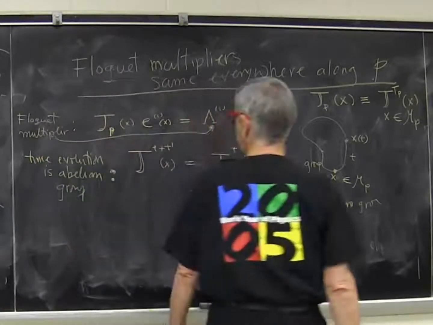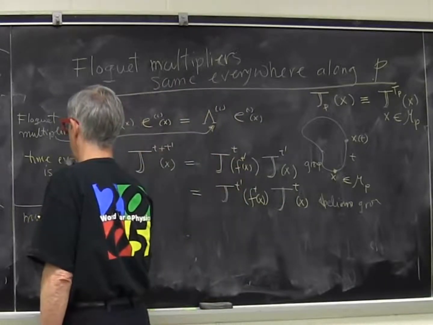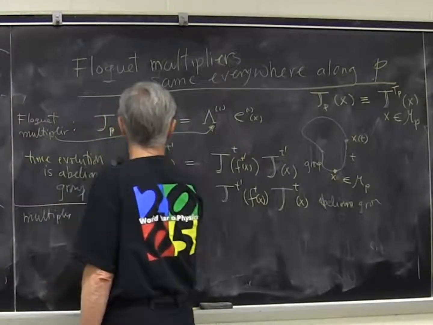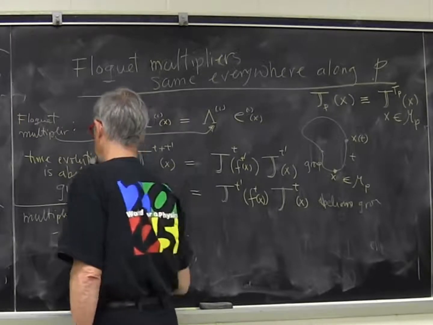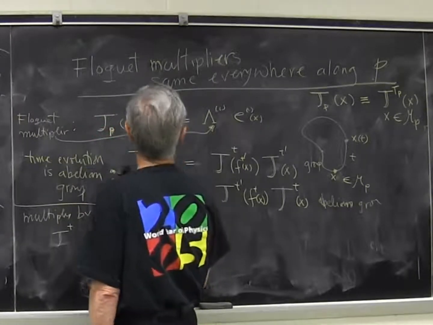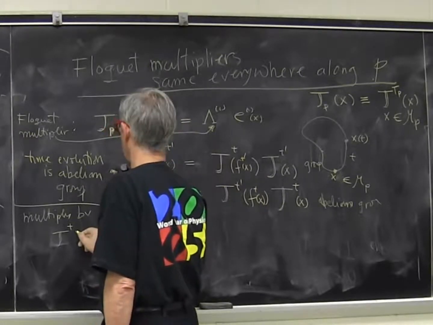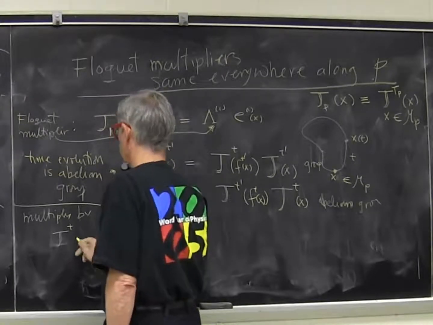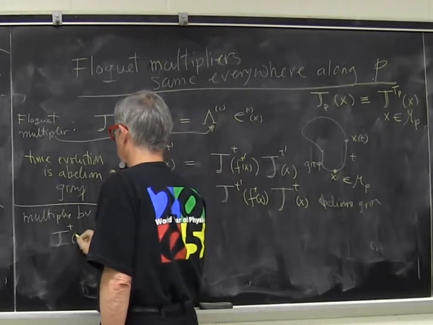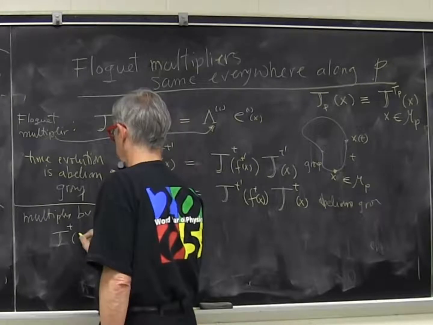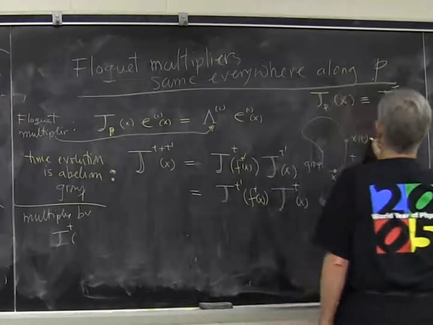So now I can use this, and I can multiply both sides of this equation by J^t. So let me call this point x prime.